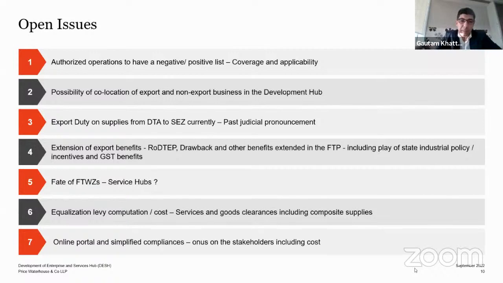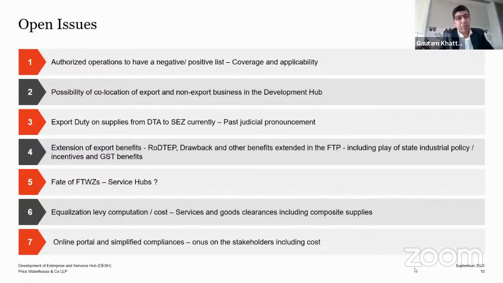So this is coming to the final part of the presentation. If you heard my colleague Rahul speak also, these are some of the issues which we thought we will flag out. Now, under the DESH bill, what is proposed is the definition of authorized operations, that there would be a negative and a positive list for authorized operations.